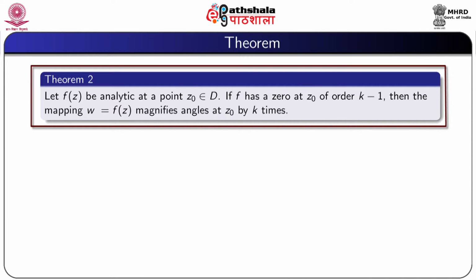So, now we consider another result. Let f(z) be analytic at a point z0 belonging to D. If f' has a zero at z0 of order k minus 1, then the mapping w = f(z) magnifies angles at z0 by k times.